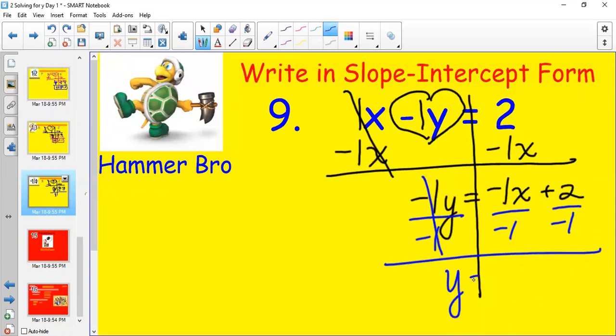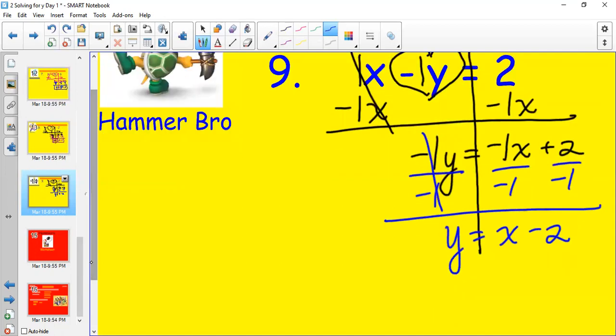So that would give us y equals negative divided by a negative is a positive. 1 divided by 1 is 1. So that's 1x. Or you could just put x. Either one's right. 2 divided by -1 is -2. So y equals 1x minus 2. Or a lot of times you will see that written instead as y equals x minus 2, since that 1 is implied.